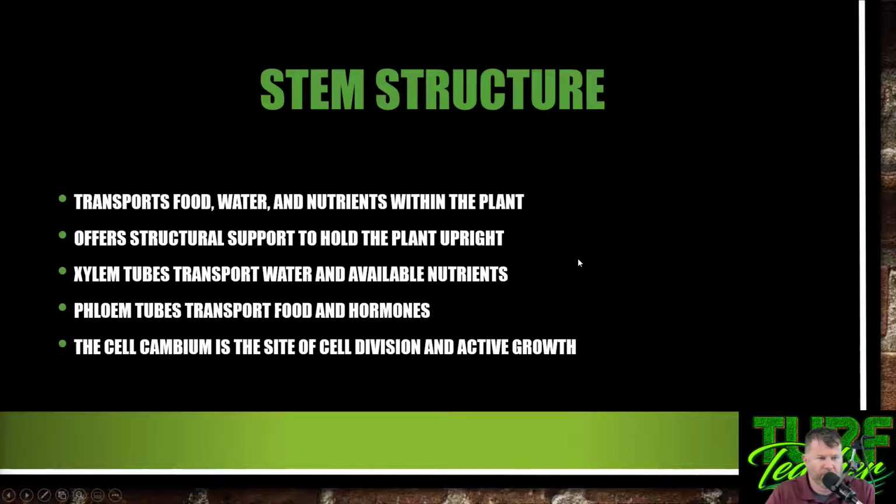With your stem structure, the stems are going to transport the food, water, and nutrients within the plant. It also offers structural support to hold the plant upright. If it didn't have this structural support, it'd all be kind of flopped over to the ground. Your xylem tubes transport water and available nutrients, and then your phloem tubes transport food and hormones.